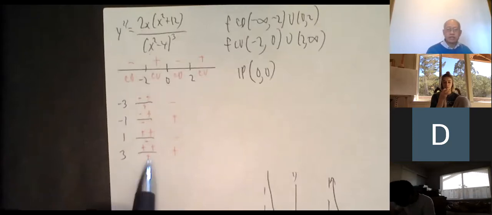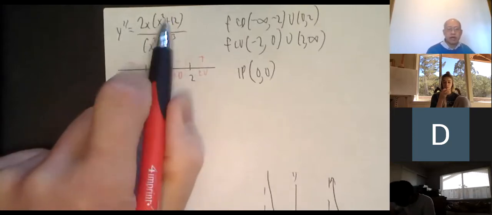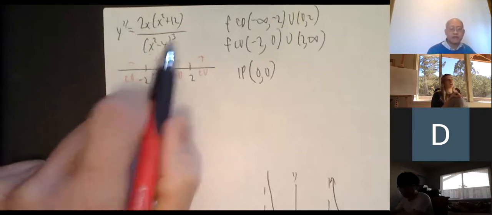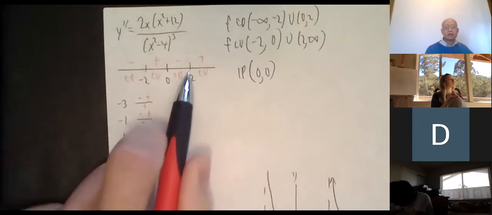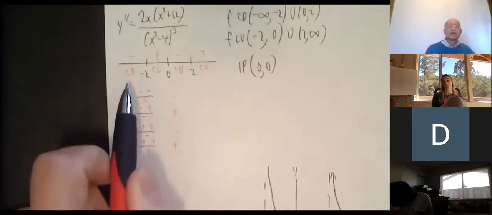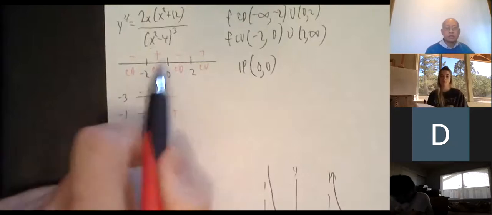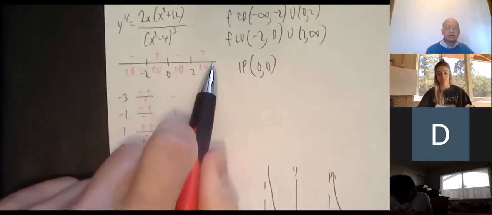Finally, 3, everything's positive. 2 times 3 is positive. We already have that positive. 3 squared is 9. 9 minus 4 is 5. 5 cubed, positive. So positive. Second derivative, negative. Concave down. Second derivative, positive. Concave up.